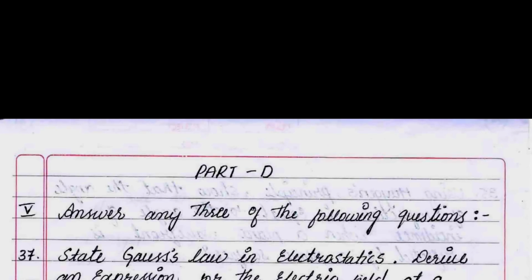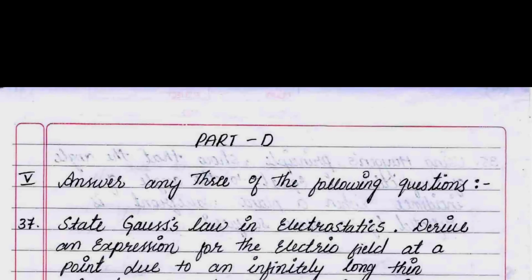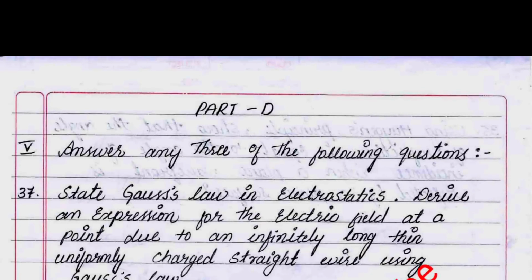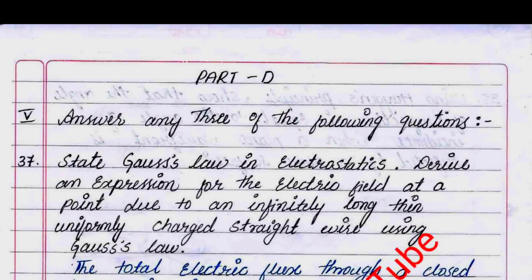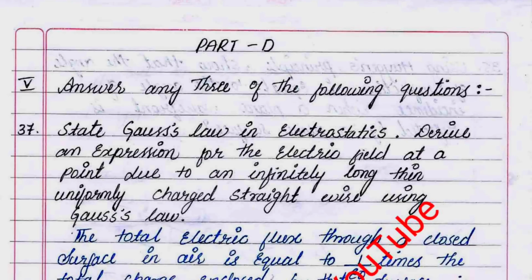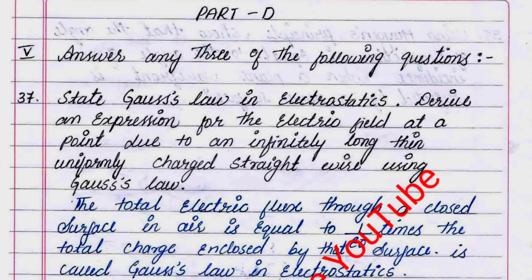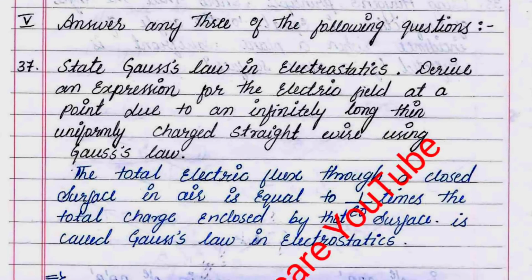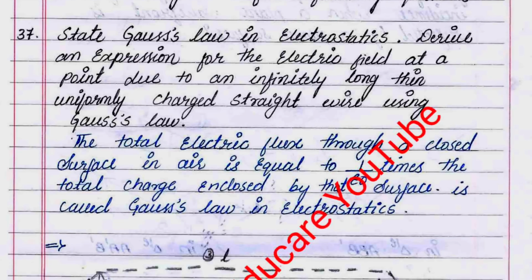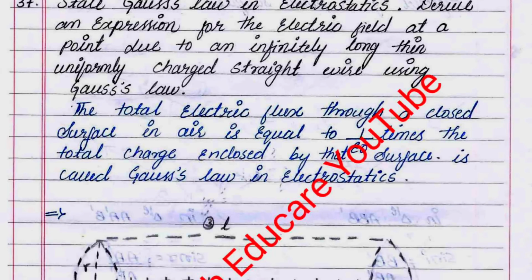Part D, 5th part. Answer any three of the following questions. 37. State Gauss law in electrostatics. Derive an expression for the electric field at a point due to an infinitely long, thin, uniformly charged straight wire using Gauss law, and the derivation is below.